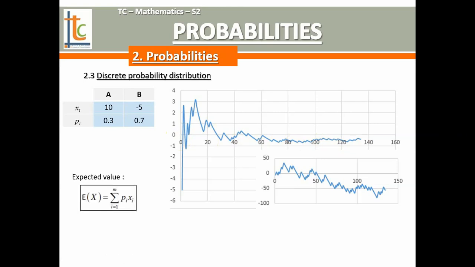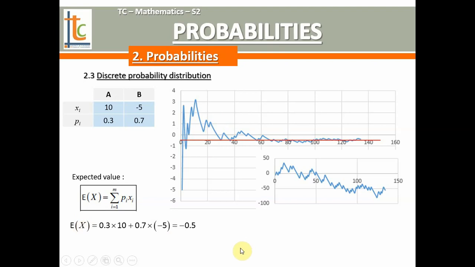The expected value corresponds to this formula. E of X, the expected value of the gain in euros, is the sum of p_i times x_i. So let's take the table and calculate the sum of p_i x_i: 0.3 times 10 plus 0.7 times minus 5. The result is negative 0.5. So let's display this negative 0.5 on the graph that has been built with average values, because E of X is an average value. It's here.